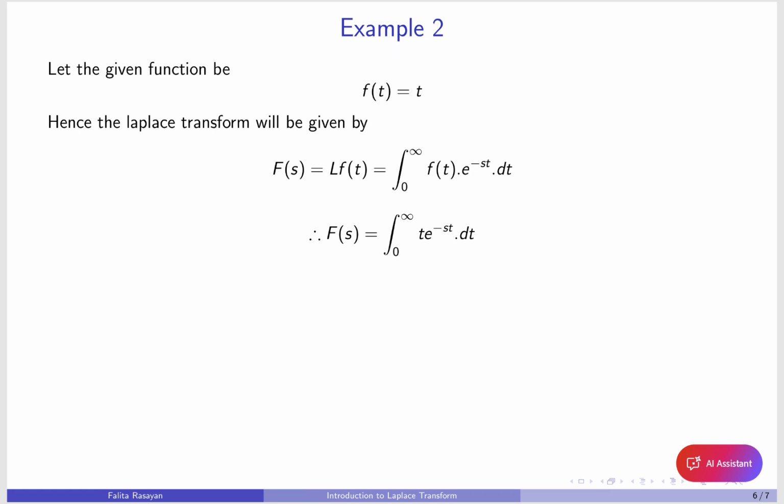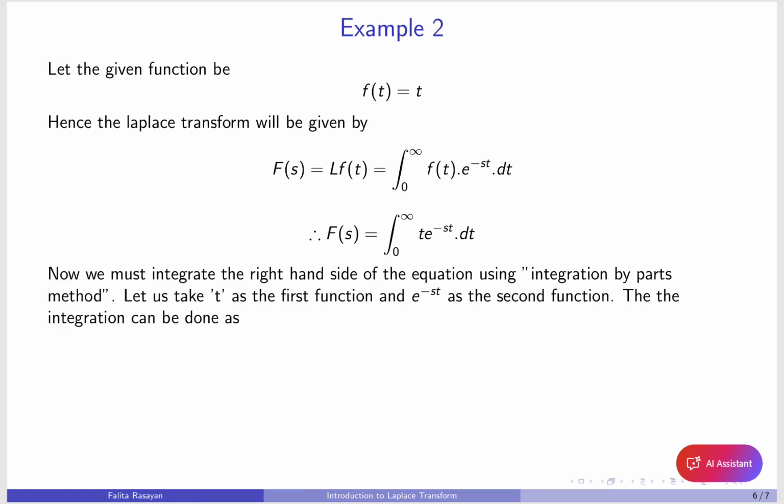Now we have two functions, t and e^(-st), inside the integral, so we have to proceed using the integration by parts method. Here we are taking t as the first function and e^(-st) as the second function. Now the integration can be done as F(s) = first function unchanged, that is t, times the integral from 0 to infinity of the second function e^(-st) dt, minus the integral of the derivative of the first function, d/dt of t, times the integral of the second function, from 0 to infinity of e^(-st) dt.